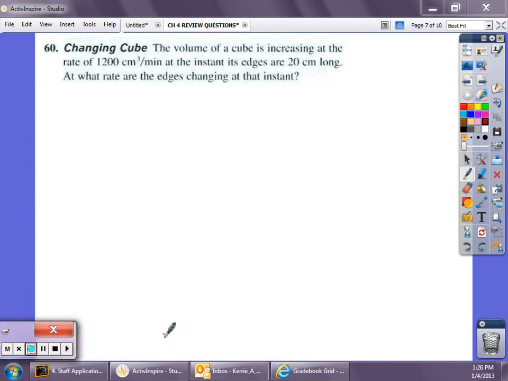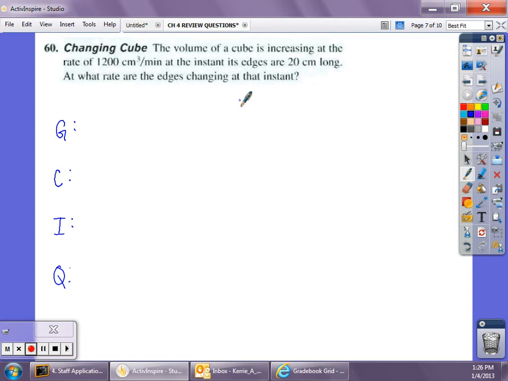All right, so now we're doing a changing cube, and I'm actually going to do this question twice. The first time I'm going to actually answer the book question. The second time I'm actually going to do what we did during our lunch study session. So a changing cube, the volume of a cube is increasing at a rate. So I know increasing at a rate means this is a related rates problem. So let's start with given, constant, instant, question, and then I'll put my formula over here.